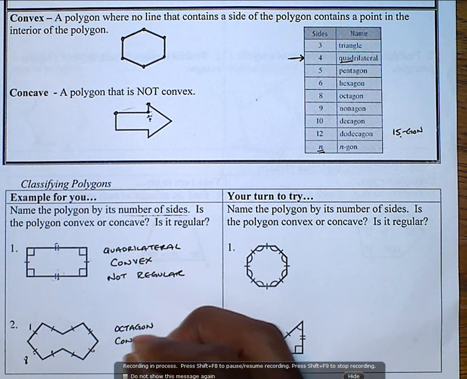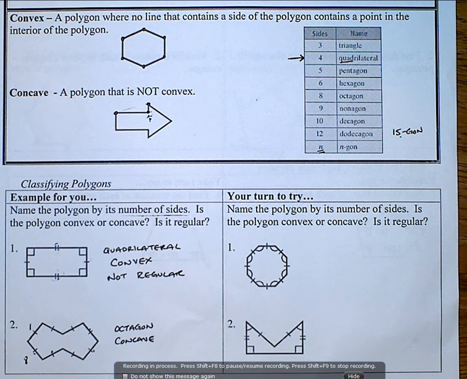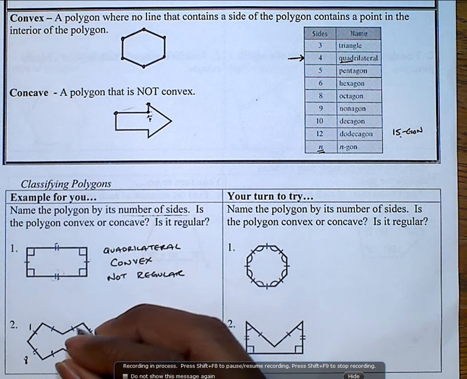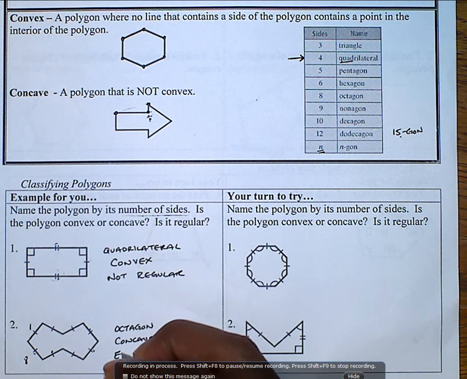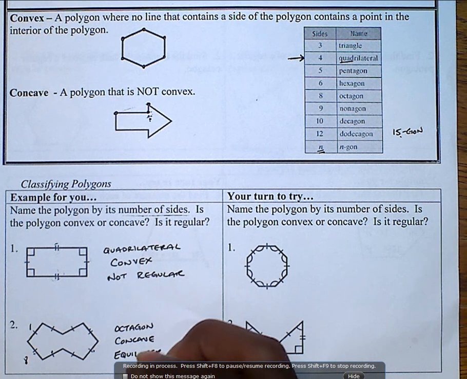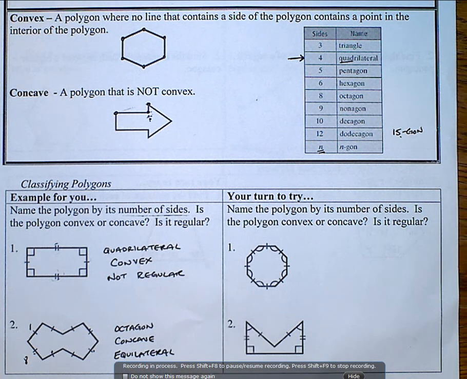polygon. I could say it's equilateral though. Equilateral. It's not regular. And I'm pretty sure that all the angles aren't going to be the same. But it's equilateral.